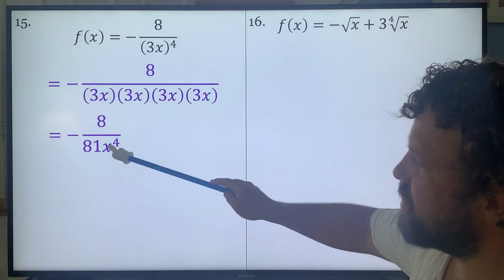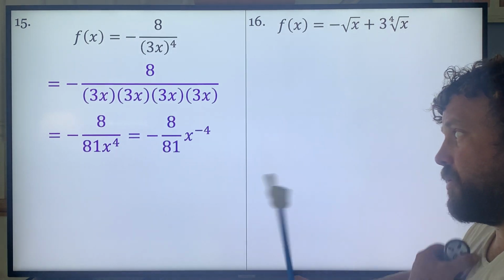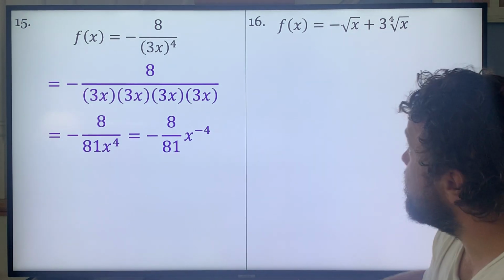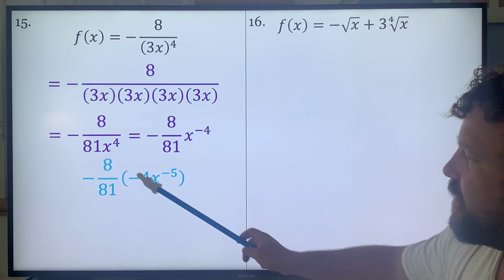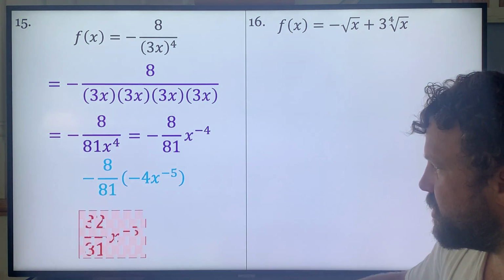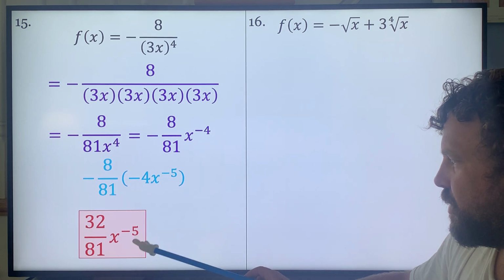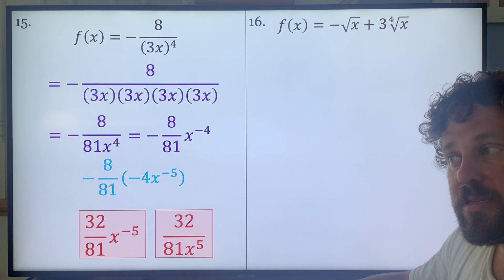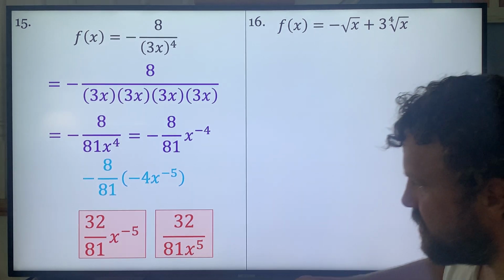All right, now because this is x to the 4th in the denominator, I make it x to the -4th in the numerator. And now once I rewrite it, I solve. -4x to the -5th. A negative and a negative is a positive. 8 times 4 is 32. 32 over 81, x to the -5th. If you want to put the x to the -5th back on the bottom and make it positive, be my guest. All right, let's look at 16.